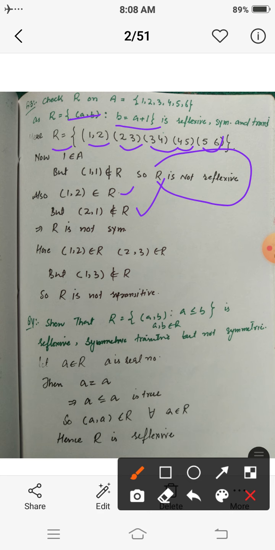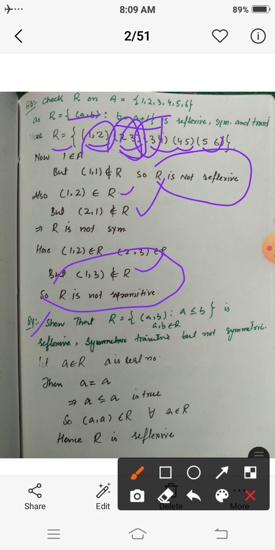Similarly, here we have elements (1, 2) and (2, 3), or (2, 3) and (3, 4). So we have elements of the form (a, b) and (b, c), but (1, 2) belongs to R and (2, 3) belongs to R does not imply that (1, 3) belongs to R. So R is also not a transitive relation. So in this way, it is neither reflexive nor transitive nor symmetric.